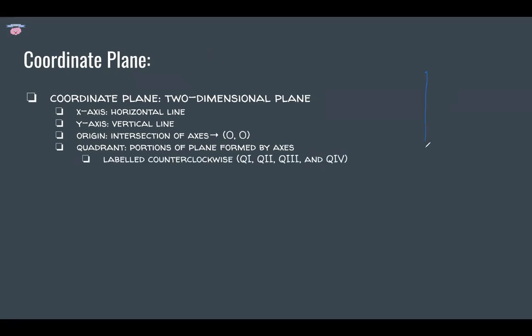So now I'm going to draw a coordinate plane. Note that there are arrows here, which means it extends indefinitely. This is the x-axis, this is the y-axis, this is the origin. These are the quadrants. So this is Q1, this is Q2, Q3, and Q4. Notice that it's counterclockwise, not clockwise.